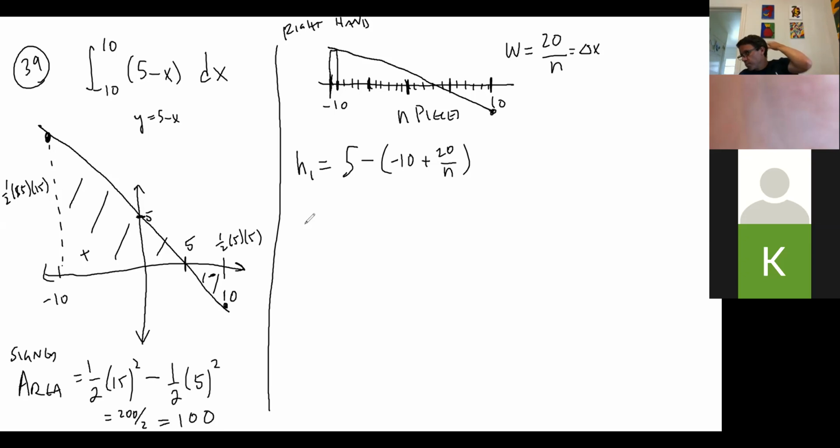Because it's 20 wide, and I have n pieces.